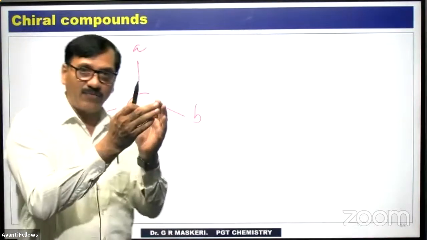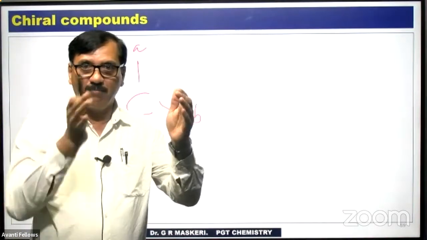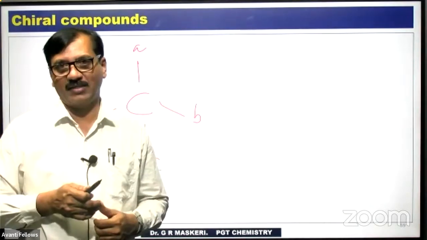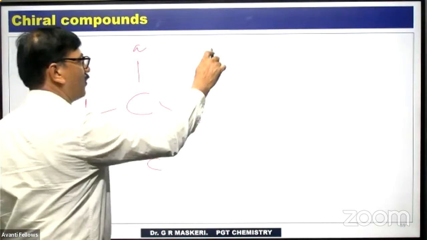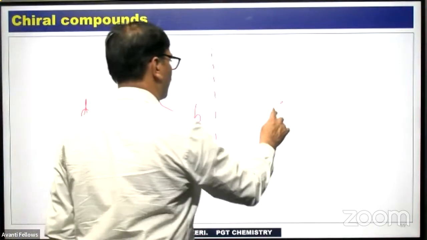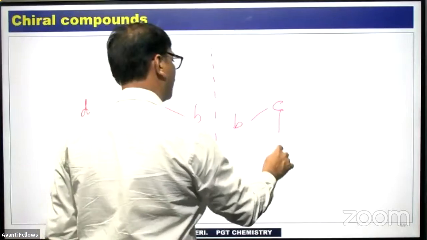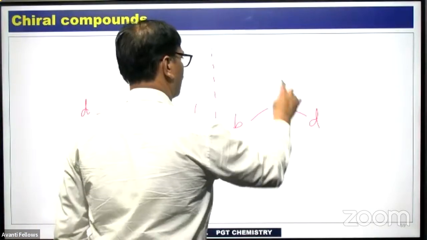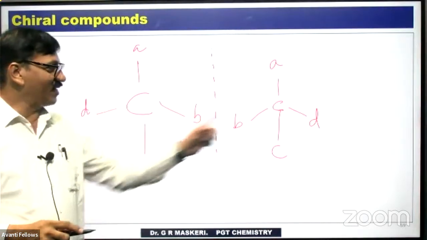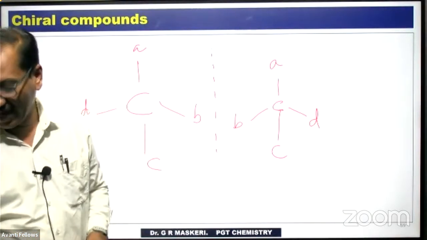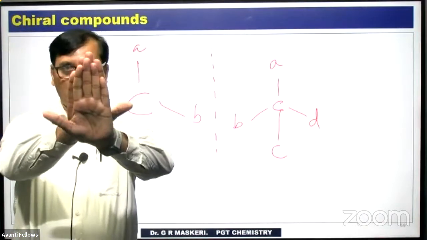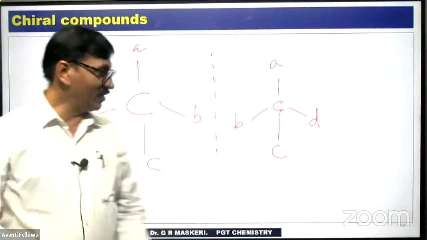Now, when such compounds are kept in the path of plane polarized light, they rotate it. And they have mirror images. It is easy to write it this way whenever it is given. These are non-superimposable, like the left hand and the right hand. They are non-superimposable, right?